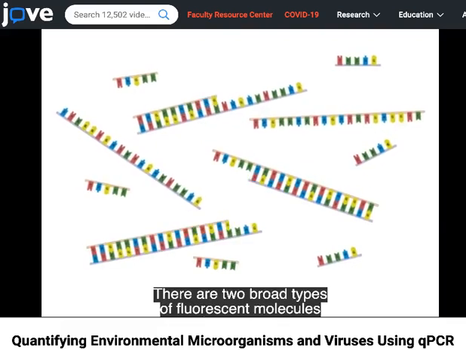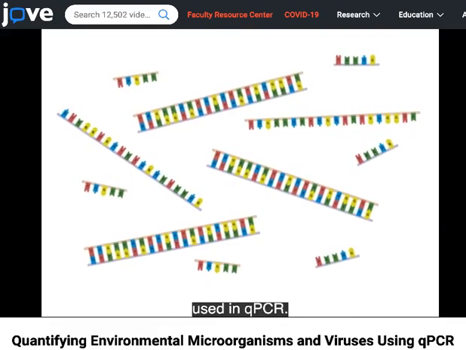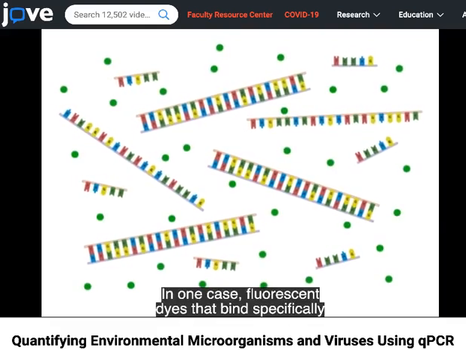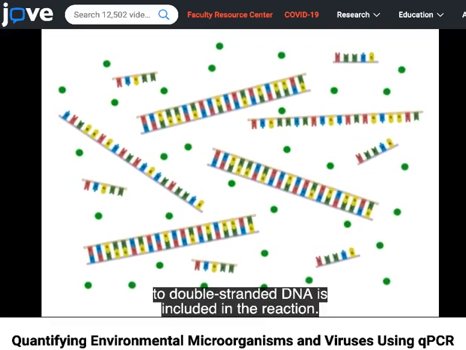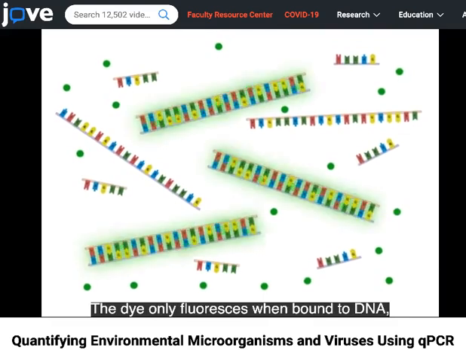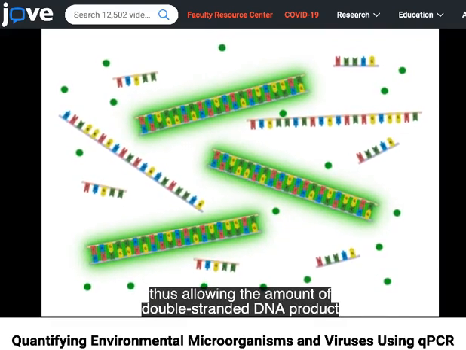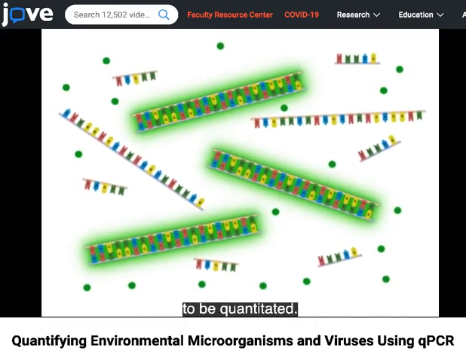There are 2 broad types of fluorescent molecules used in qPCR. In one case, fluorescent dyes that bind specifically to double-stranded DNA are included in the reaction. The dye only fluoresces when bound to DNA, thus allowing the amount of double-stranded DNA product to be quantitated.